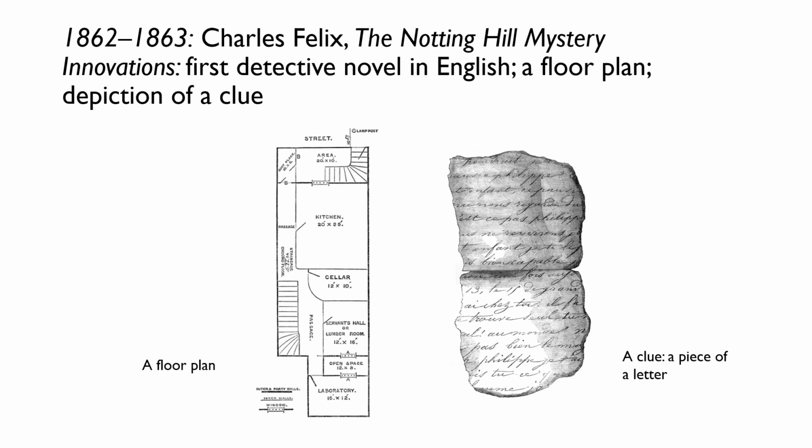Between 1862 and 1863 was the publication of The Notting Hill Mystery by someone hiding behind the pseudonym Charles Felix. Its main innovation is that it was probably the first English-language detective novel. Besides this, it contains an important invention. It includes a map, a practice which would become common many years later, as well as facsimiles of a marriage certificate and a fragment of a torn letter, clues from within the novel. The practice of showing clues to the readers will become a rule of the genre much later.